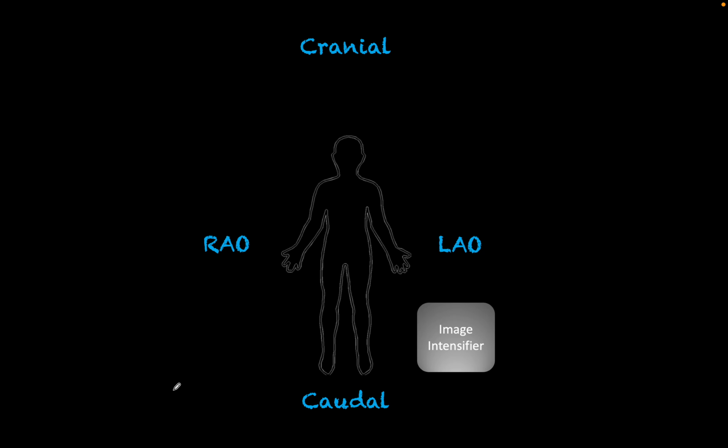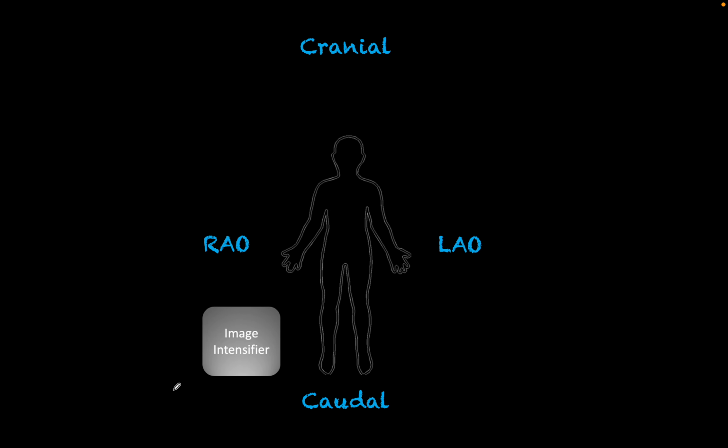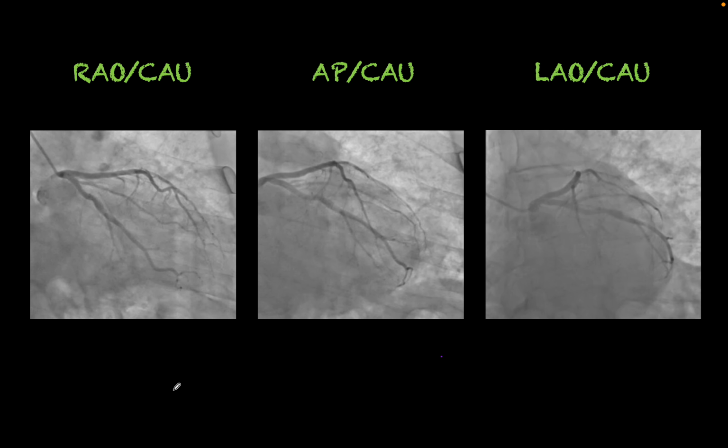Let's now focus on the caudal views. Caudal projections are obtained when the image intensifier, or the II, rotates around the patient towards their feet. Here the II is rotating from an LAO-caudal to an RAO-caudal position. Let's again take a look at some real patient examples.